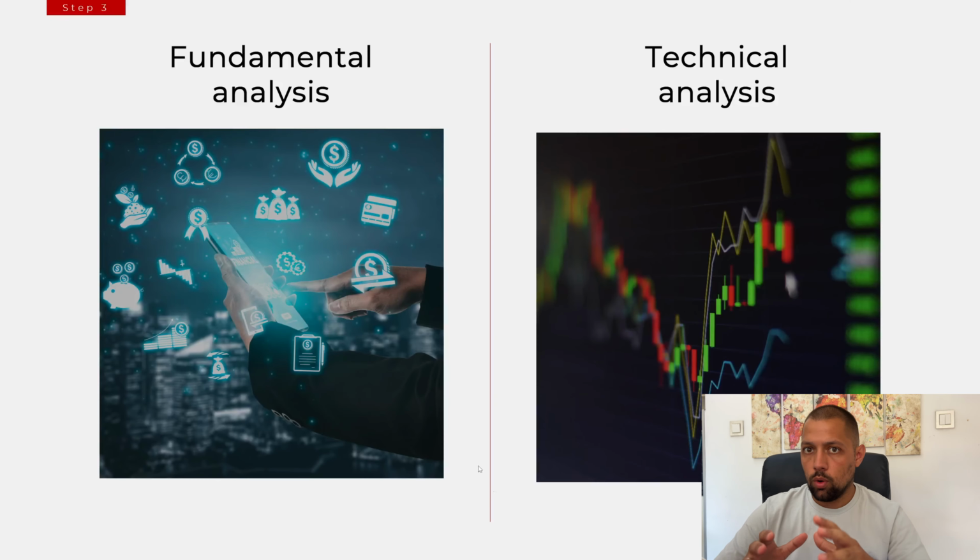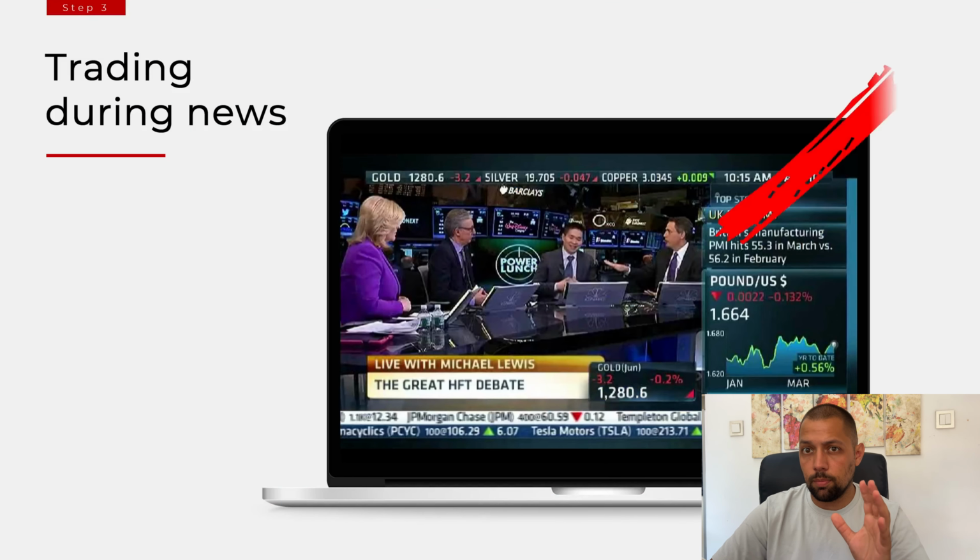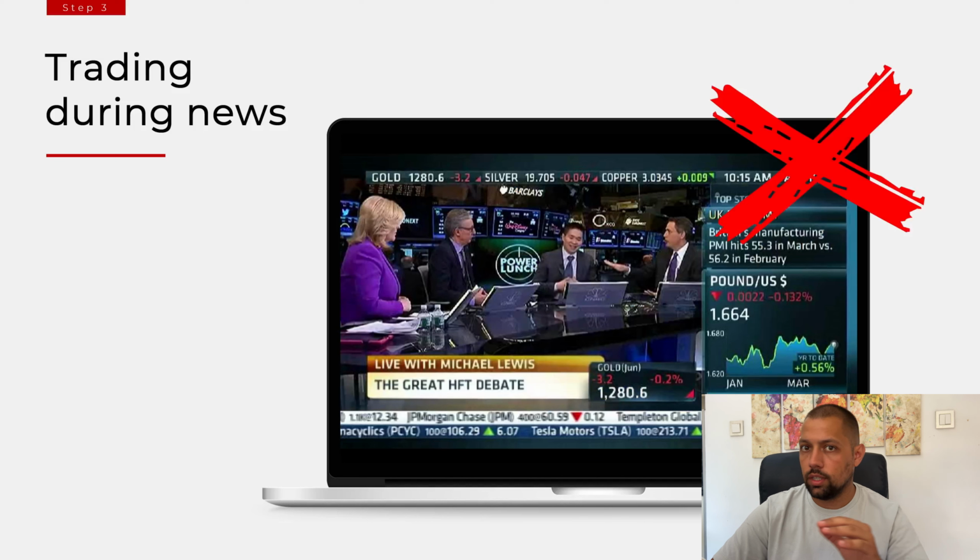Fundamental analysis. In this step, we will explore fundamental analysis in detail. There's a common misconception that fundamental analysis is simply trading during news events. This isn't true. Trading during news is possible, but it requires specialized software and skills.